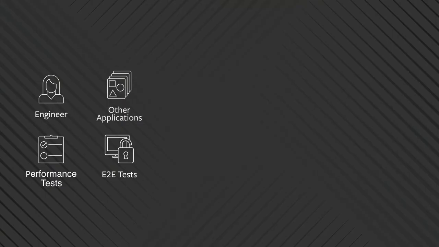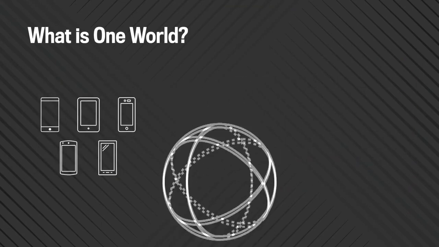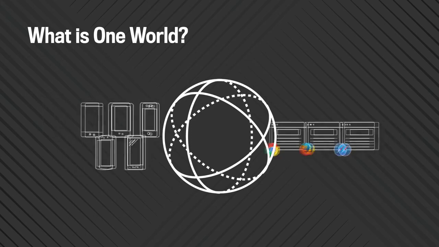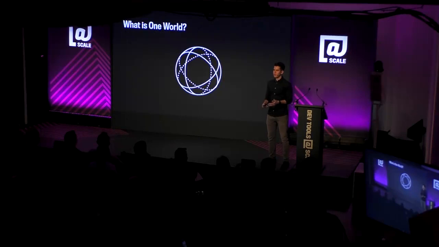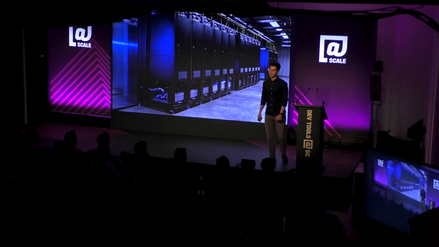If we think about engineers, end-to-end, performance tests, and other applications, at some point, they might need to use a resource. If we think about resources like devices, browsers, and even other remote resources that you want to control, and you put all of them together behind a single API that all your clients can use to request any of those resources, that's how we get OneWorld. To talk more about the scale we're talking about at Facebook, this is a picture of our device lab. We have thousands of devices in our data centers, and we are able to control those devices by using OneWorld.